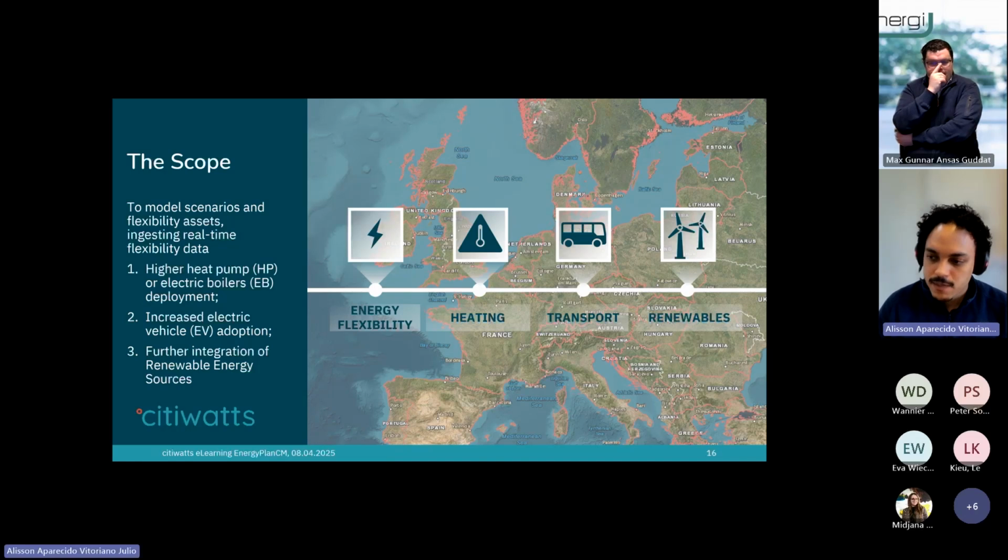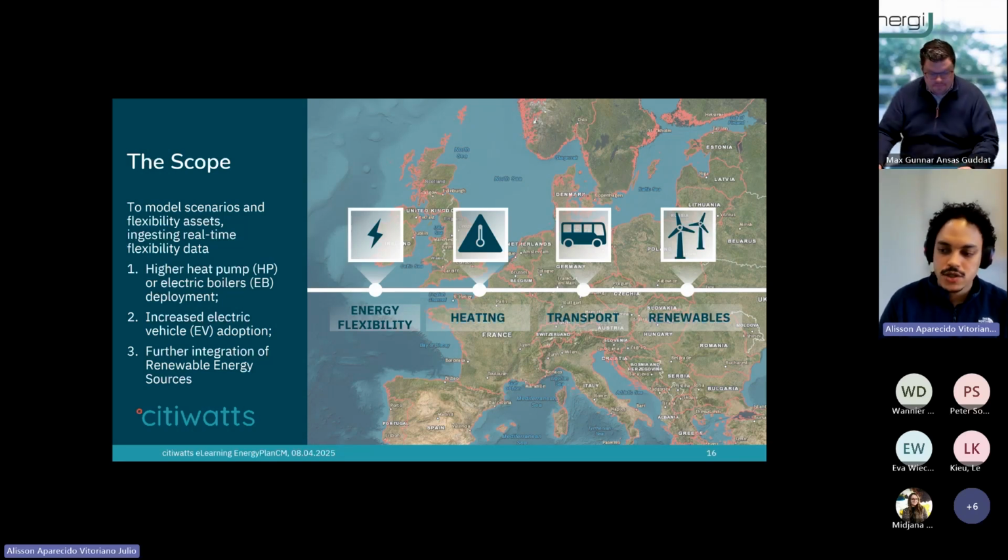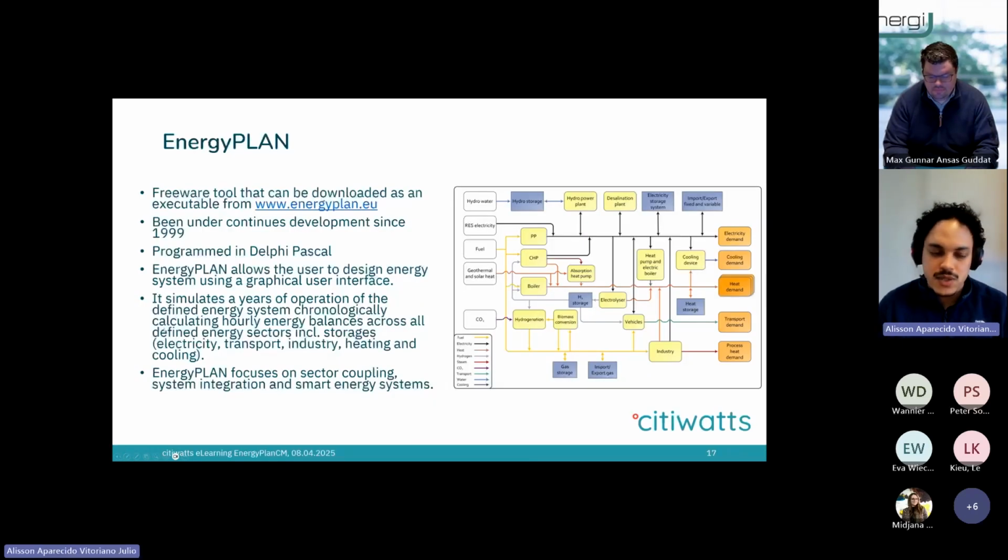The developed CM, therefore, enables the possibility to explore higher heat pump or electric boilers participation in heating networks. For example, increasing adoption of electric vehicles is another example, and the further integration of renewable energy in an analyzed energy system. And all that was done based on a tool that Aalborg University has been developing for 26 years right now, and is called EnergyPlan.